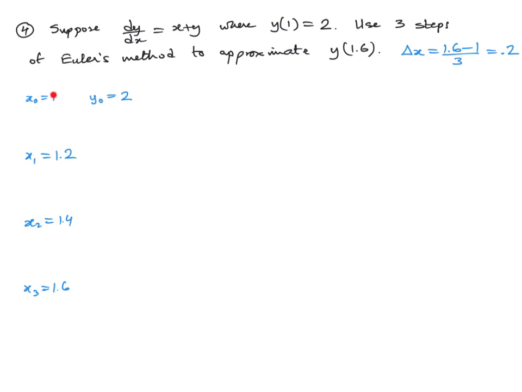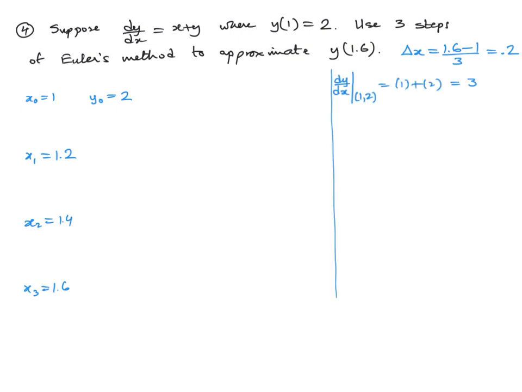Then I can start with my x0, y0, which is my 1, 2, and then my x1 is going to be 1.2 because I have to add a step size of 0.2 to the x0, and then x2 is going to be 1.4, again adding the step size of 0.2, and x3 is going to be 1.6, and that's essentially what I'm looking for. So these are my x values for Euler's method.